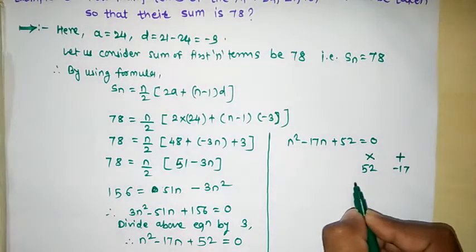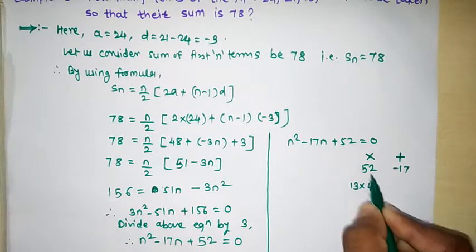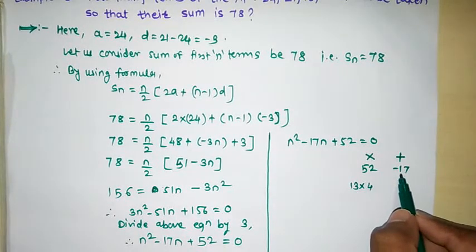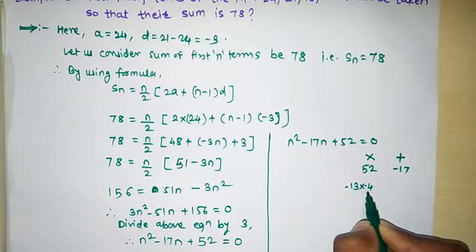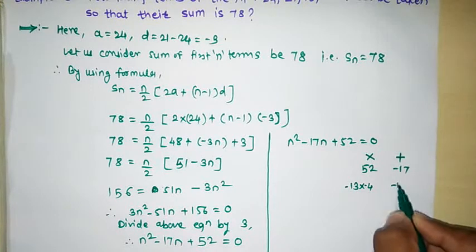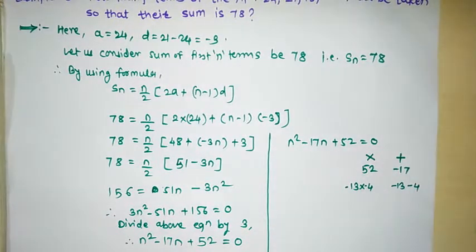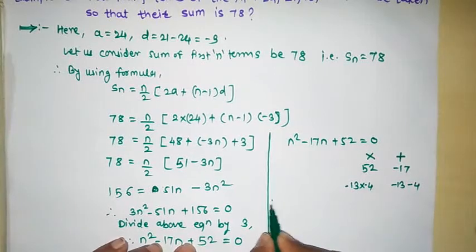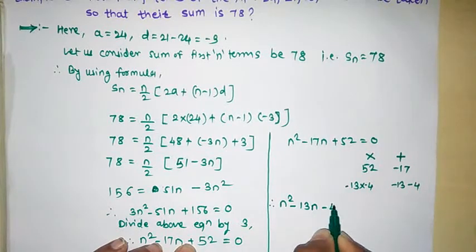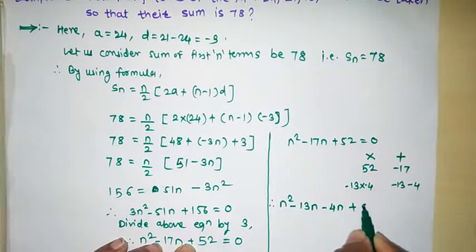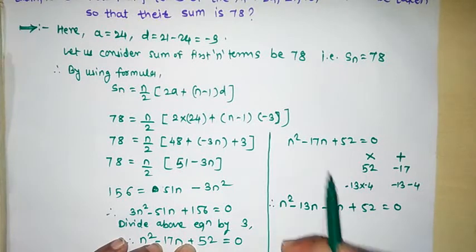Now check friends, 13 into 4 is 52, plus 52. But here we want minus 17. Now we have to put the minus sign here. Minus 13 into minus 4 is equal to plus 52, and minus 13 minus 4 is equal to minus 17. We are getting the addition also. Now we have to split the minus 17 into minus 13 and minus 4. Therefore, n square, instead of minus 17n, we have to write minus 13n minus 4n plus 52. Here we have split the minus 17n as minus 13n minus 4n.